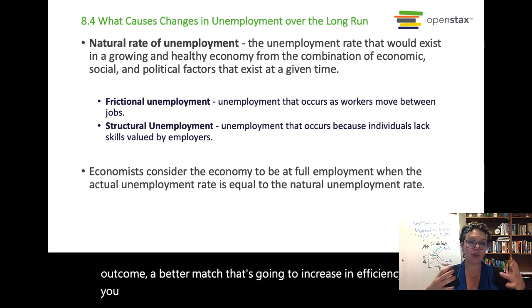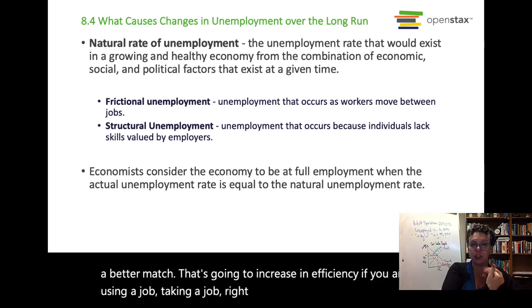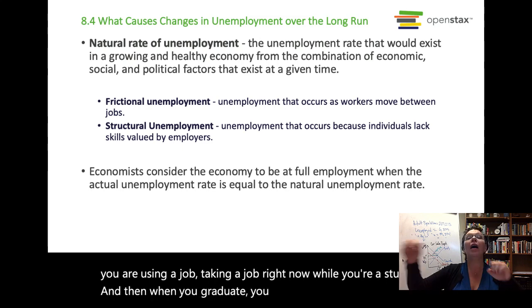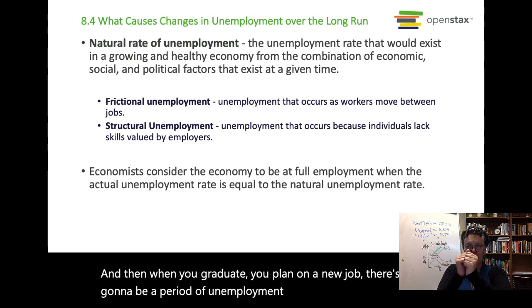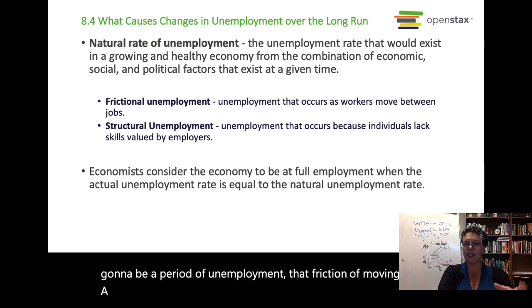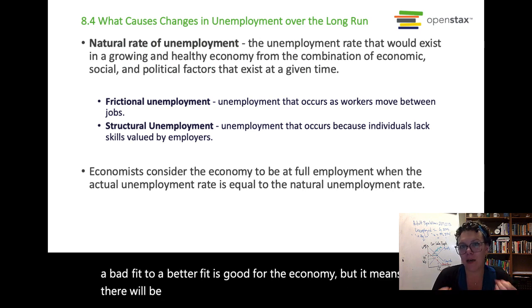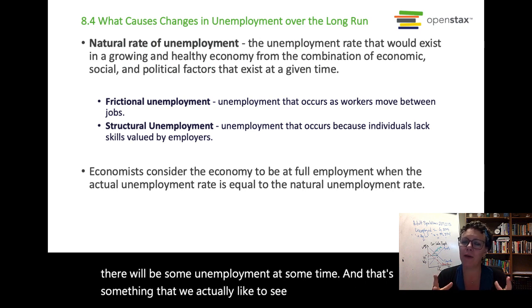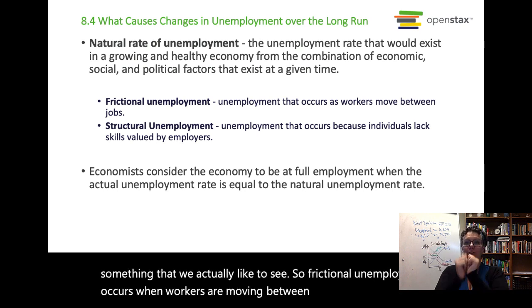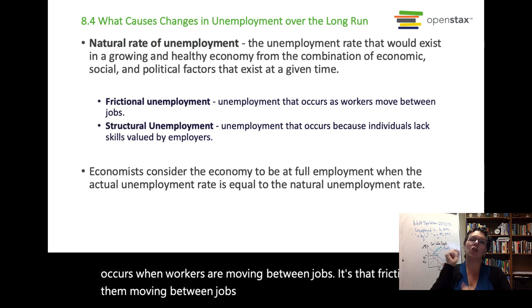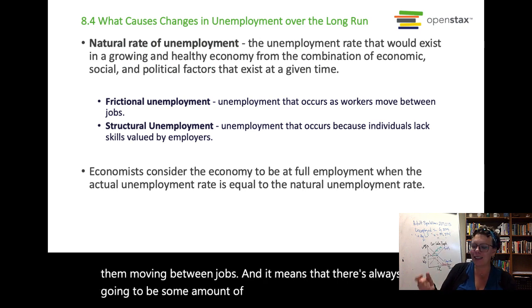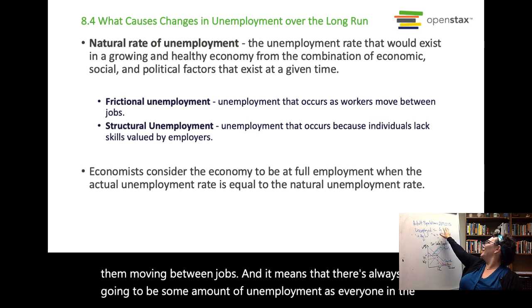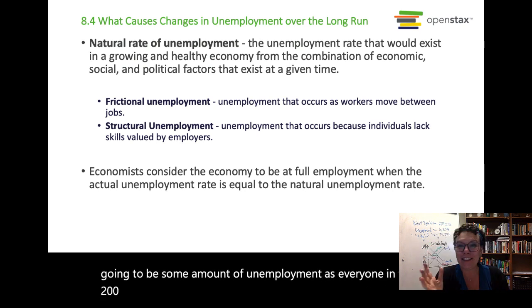If you are taking a job right now while you're a student, and then when you graduate, you plan on a new job, there's going to be a period of unemployment. That friction of moving from a bad fit to a better fit is good for the economy, but it means that there will be some unemployment at some time. And that's something that we actually like to see. So frictional unemployment occurs when workers are moving between jobs. It's that friction of them moving between jobs. And it means that there's always going to be some amount of unemployment as everyone in the US workforce is finding their best fit.